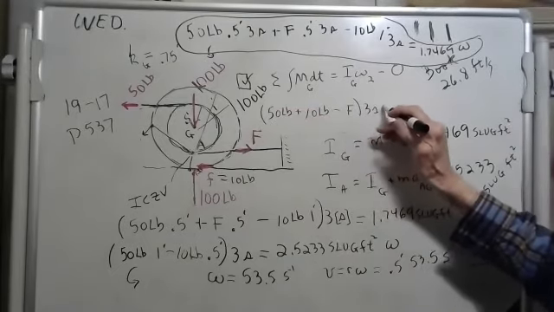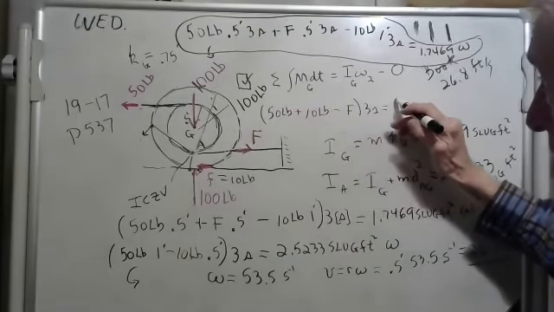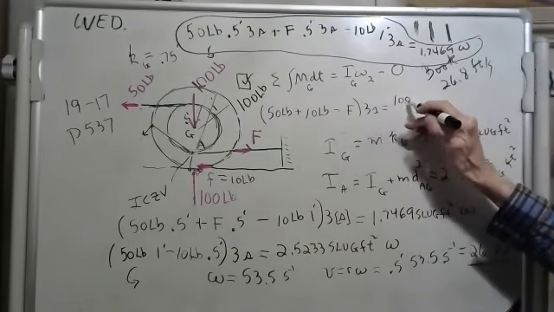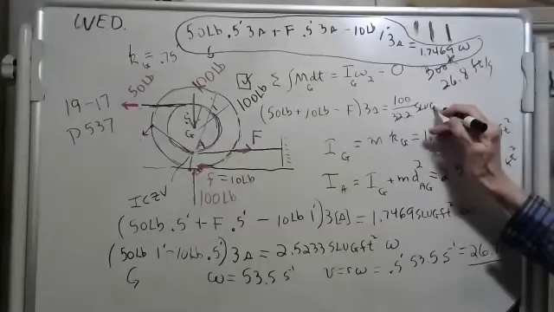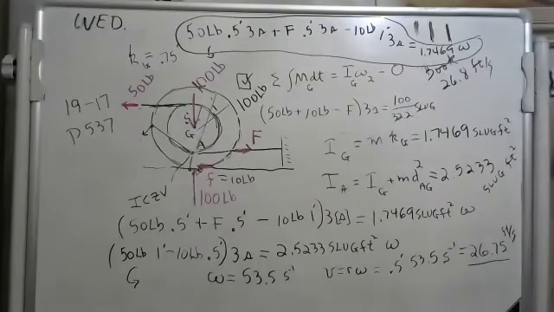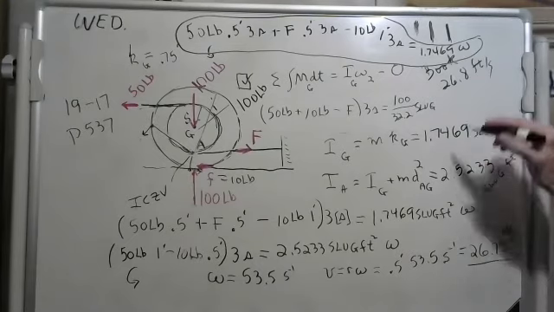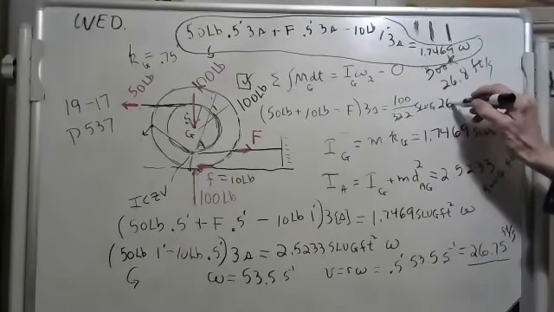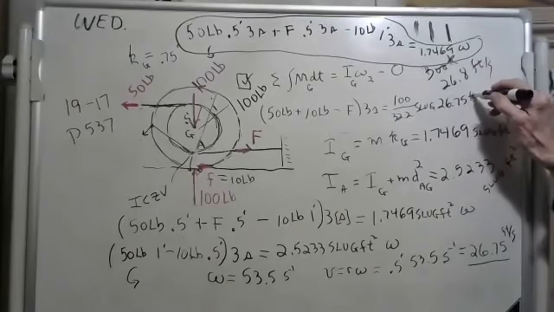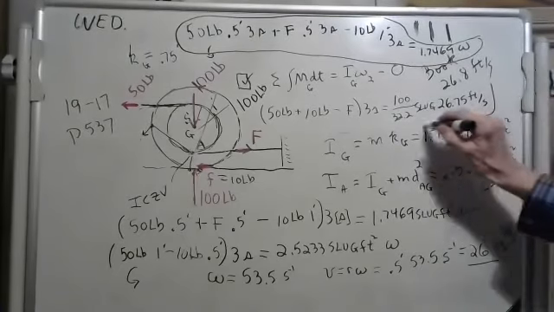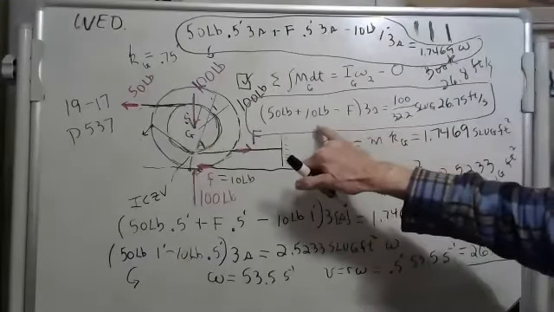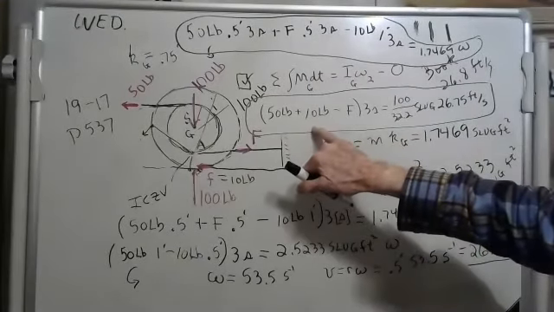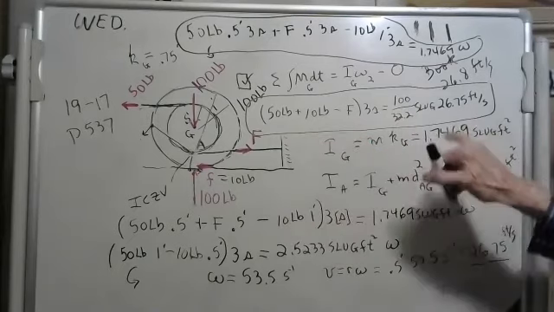times 3 seconds equals the mass in slugs times the velocity. We got the velocity. It's 26.75 feet per second. Now, my question to you is, what's the name of that equation? I know you've seen it before. What's the name of that?